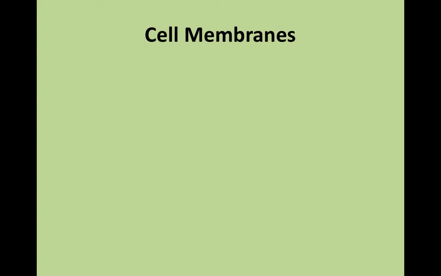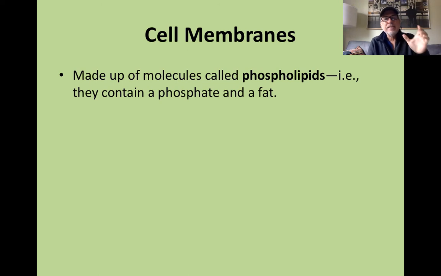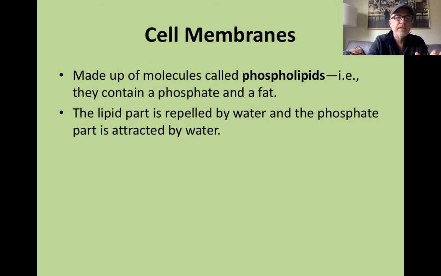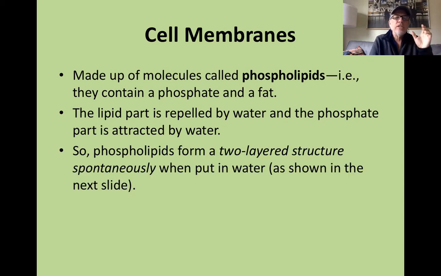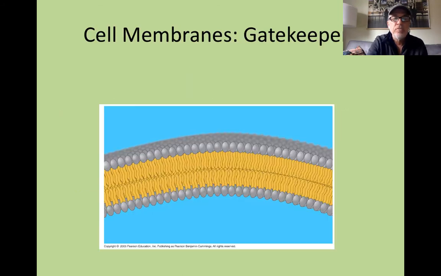So let's take a look at this. First of all, the basic component of the cell membrane is a molecule called a phospholipid. It's a molecule that is composed of some fats and a phosphate group. And I'll show you a picture in just a second. The lipid part is repelled by water, and the phosphate part is attracted by water. So as a result of this, phospholipids form a two-layered structure spontaneously. And what I mean by that, it doesn't require any additional energy. It just happens. Dump a bunch of phospholipids in water, and you get this bilayered or two-layered structure that we're going to see right now.